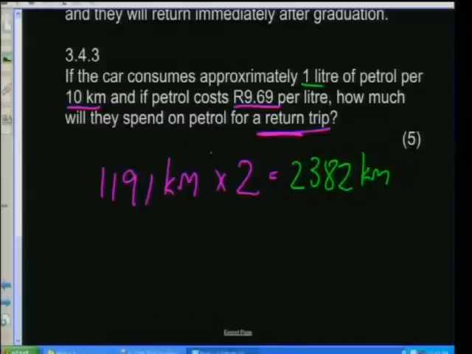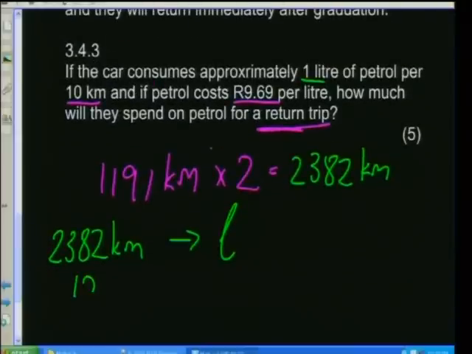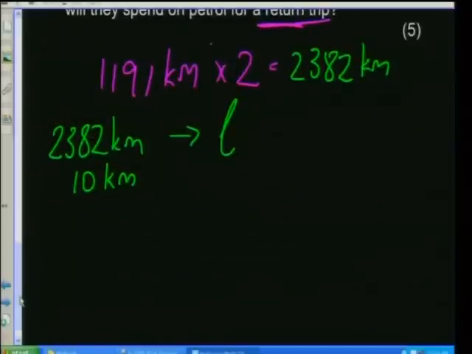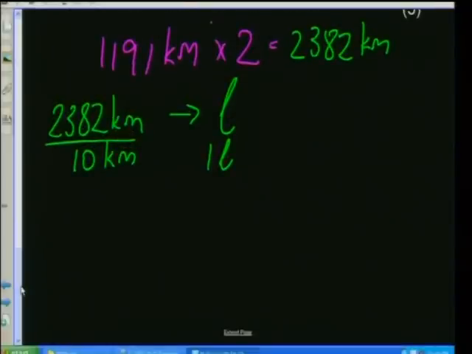I know that they use 1 liter of petrol per 10 kilometers. I want to take that 2382 kilometers and work out how many liters of petrol I need. So let's write down what we know. We know that 10 kilometers is 1 liter. So I'm going to try and work out how many 10 kilometers I've got in 2,382 kilometers. So I'm going to divide that by 10. So I've got 2382 divided by 10.